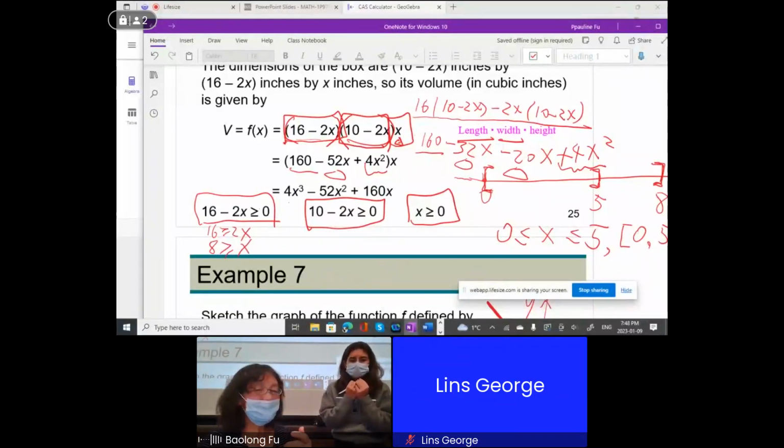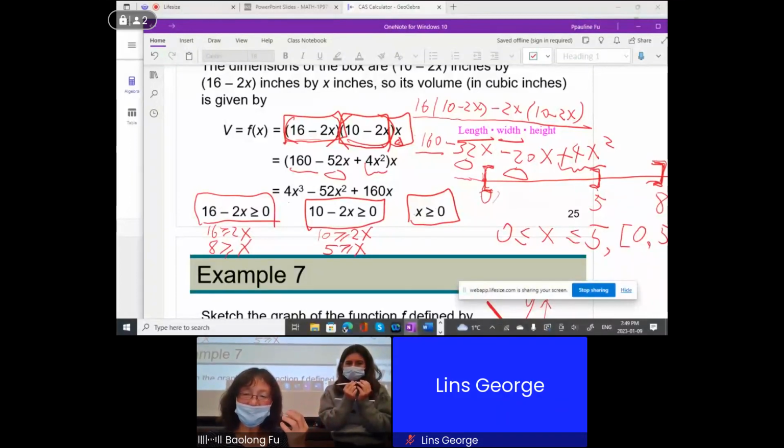Second inequality, you follow the same procedure. So 10 greater or equal to 2x. Both sides divided by 2, you get 5 greater or equal to x. So x smaller or equal to 5. So this one, x greater or equal to 0. So there are 3 results: x smaller or equal to 8, x smaller or equal to 5, x greater or equal to 0.